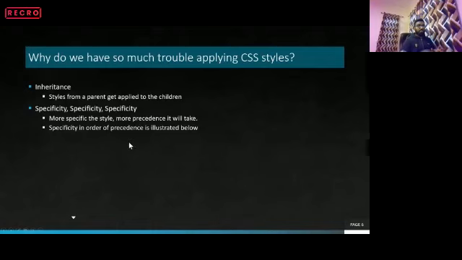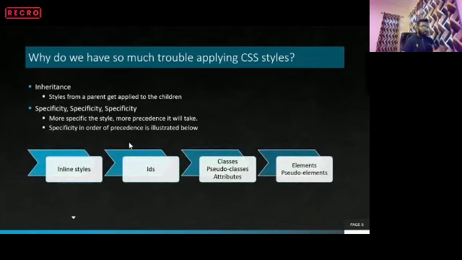And if we want to understand how the browser decides which takes precedence, there is an order to it. Inline styles always take the highest precedence. These are followed by IDs, then classes, pseudo-classes and attributes, and last pseudo-elements and elements. What does this mean? I will explain in the same example.